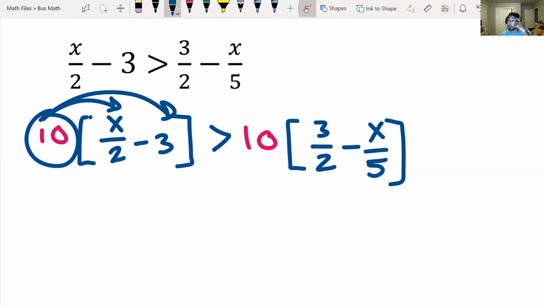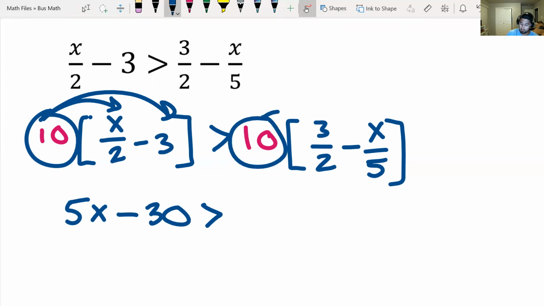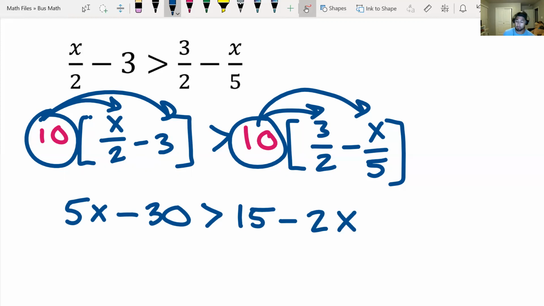10 times x over 2 means 10 divided by 2. So this means we'll get 5x minus 30 greater than, distribute that in, 10 times 3 over 2 means 10 times 3 is 30. 30 divided by 2 gives me 15. Minus 10 times x over 5 means 10 divided by 5. So you'll get 2x.